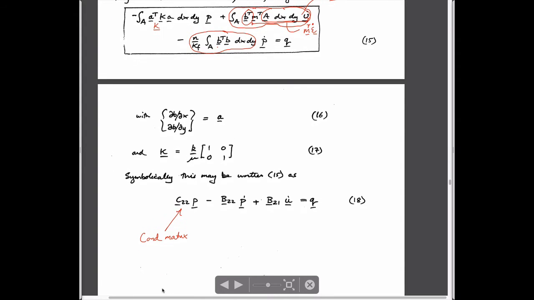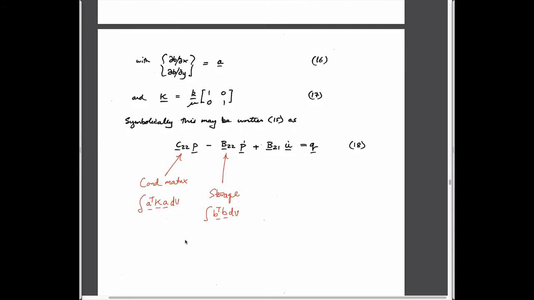I'll move it up so you can see both. This is our storage matrix, which before is what is it? B transpose B dV. This is integral A transpose K A dV. So both of these we've seen before. I'll move it up. And so those are part of the flow equation that are written, as you notice, only in terms of pressures or equivalent heads, pressures and rates of changes of pressures.